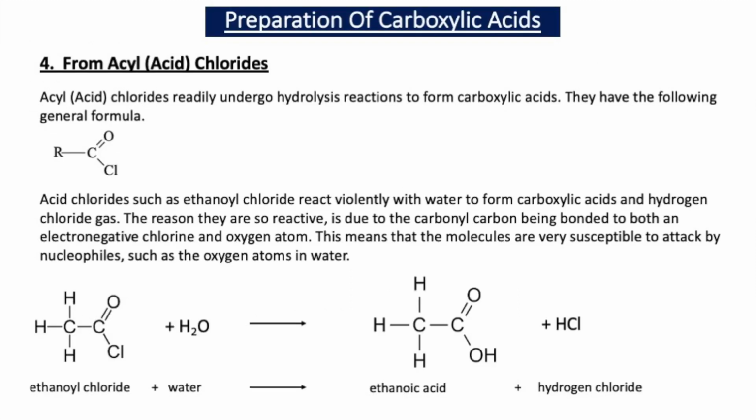Now, a fourth way to make a carboxylic acid is to hydrolyze an acyl chloride, commonly known as an acid chloride. Acid chlorides readily undergo hydrolysis to form carboxylic acids, and they have the following general formula: R bonded to a C double bond O, which is also attached to a chlorine. Acid chlorides such as ethanoyl chloride react violently with water to form carboxylic acids and hydrogen chloride gas.